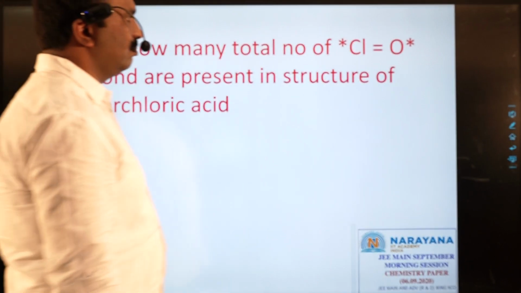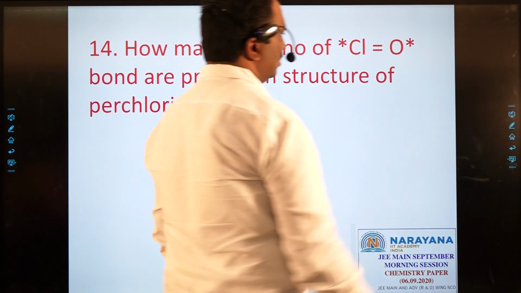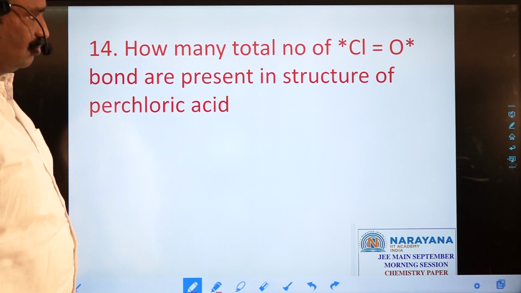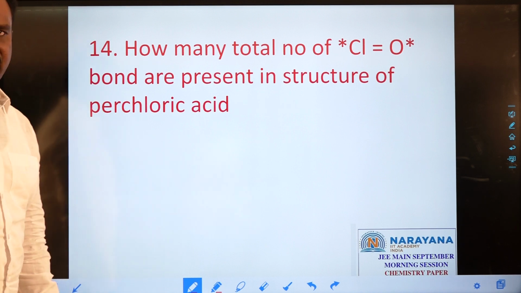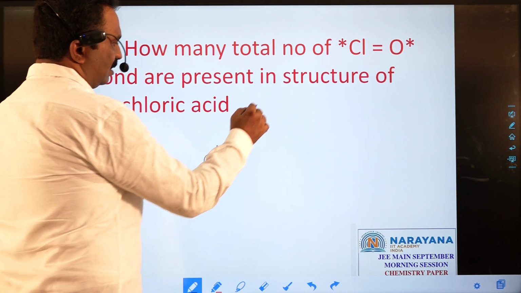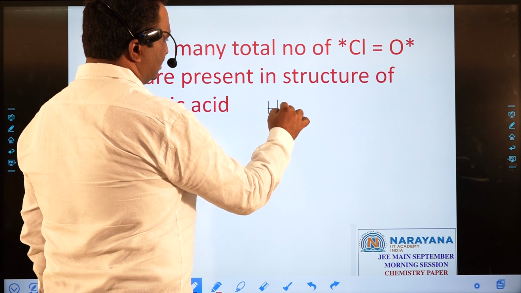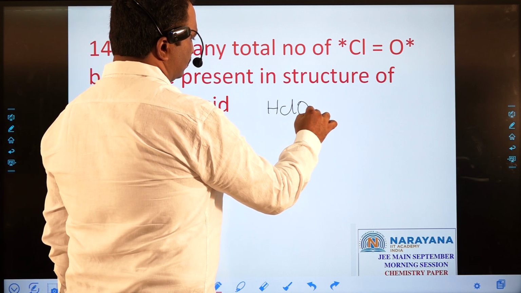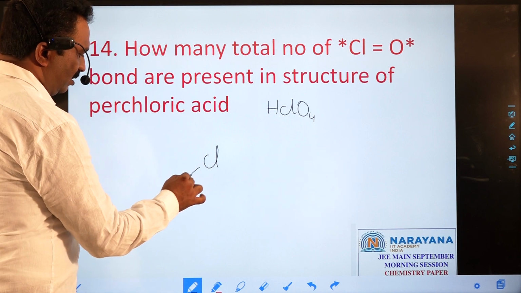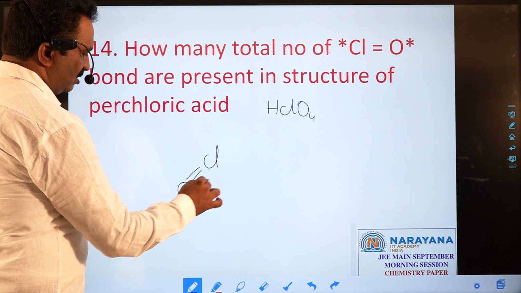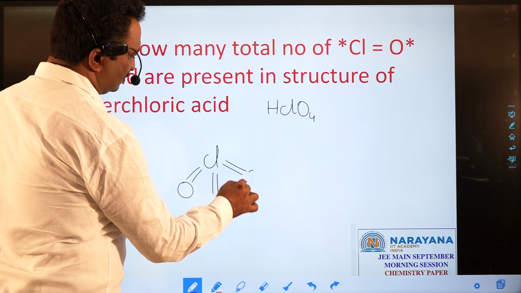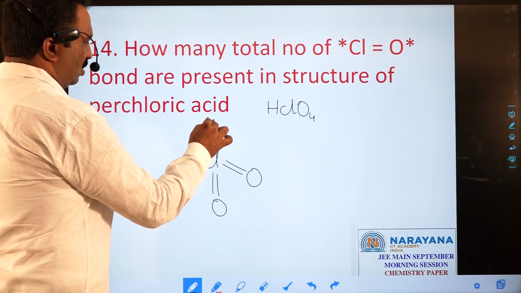How many total number of Cl=O bonds, double bond O, are present in the structure of perchloric acid? Let me see the perchloric acid. Perchloric acid is HClO4. That is perchloric acid, which has chlorine bonded to 3 oxygens with double bond and another OH group.